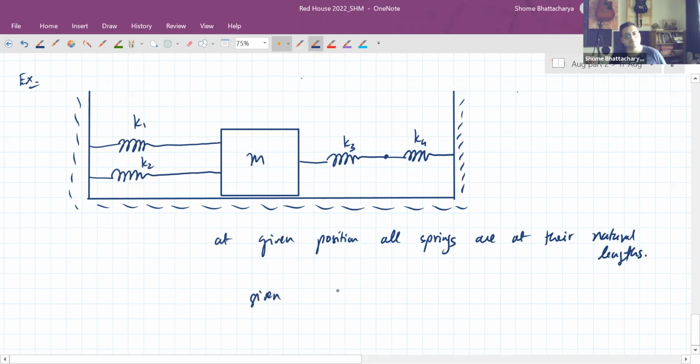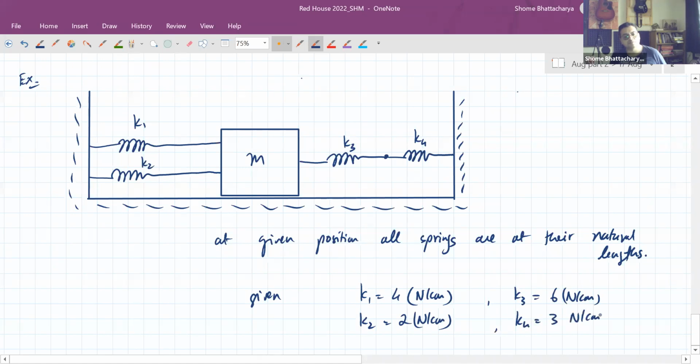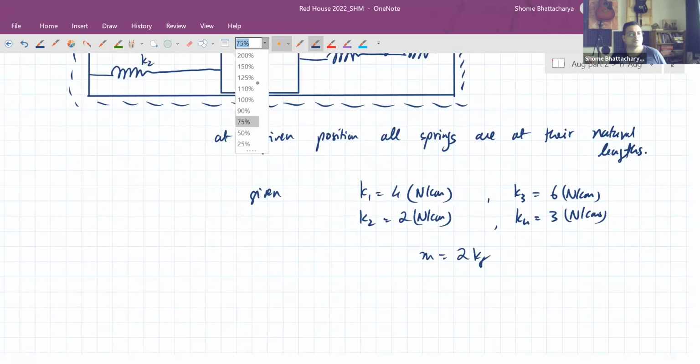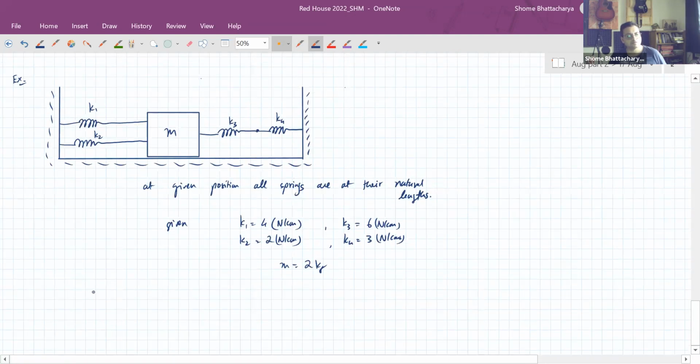Now, given that K1 is, let us say, 4 Newton per centimeter, K2 is 2 Newtons per centimeter, K3 is 6 Newtons per centimeter, and K4 is 3 Newtons per centimeter. And the mass of the block is, let's say, 2 kilograms. The horizontal surface is smooth. The floor is smooth.